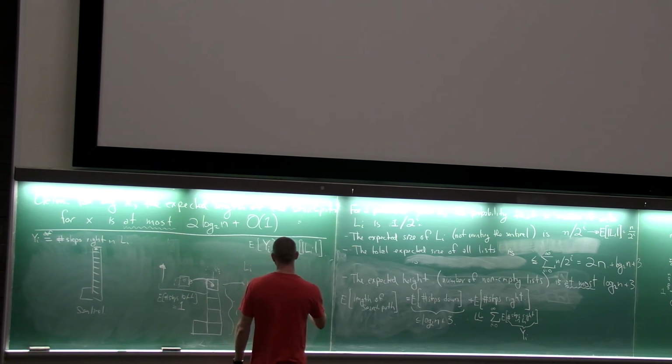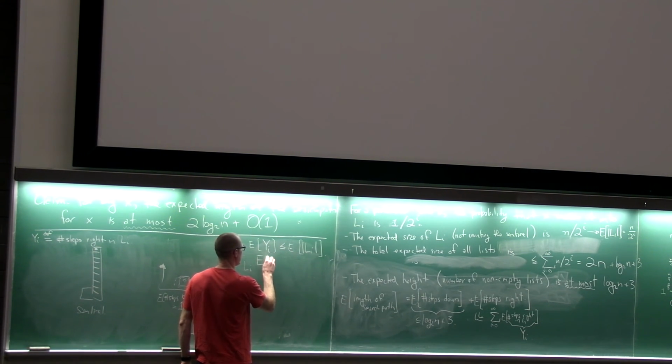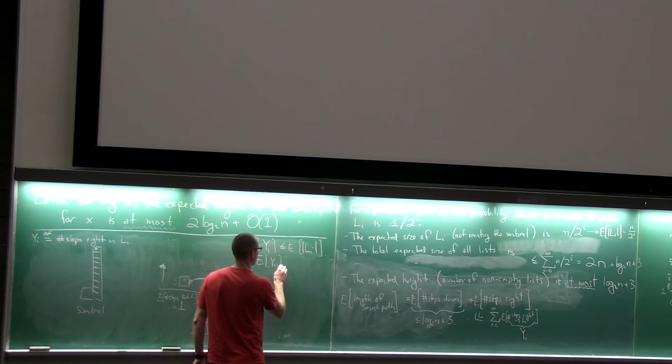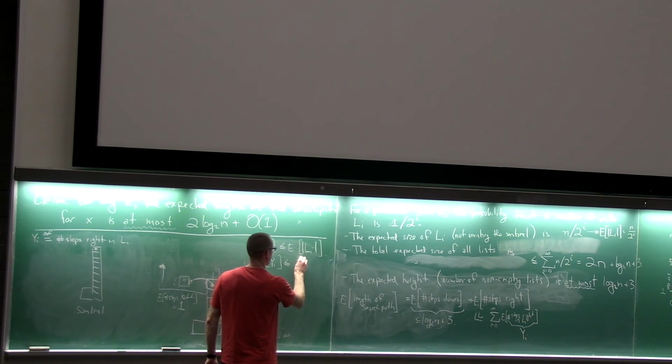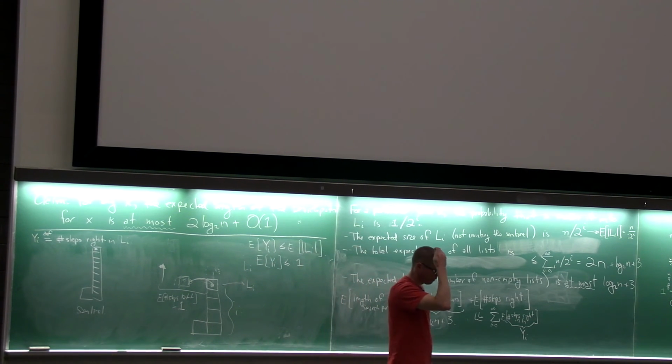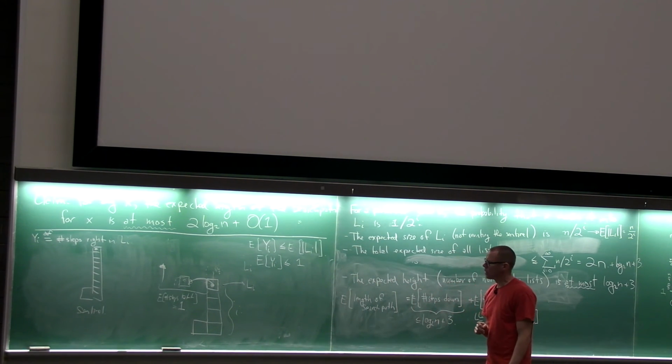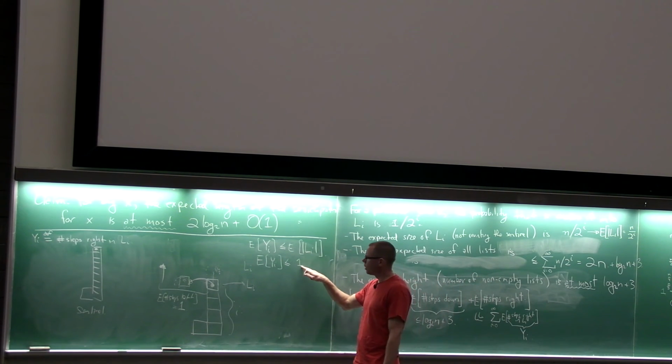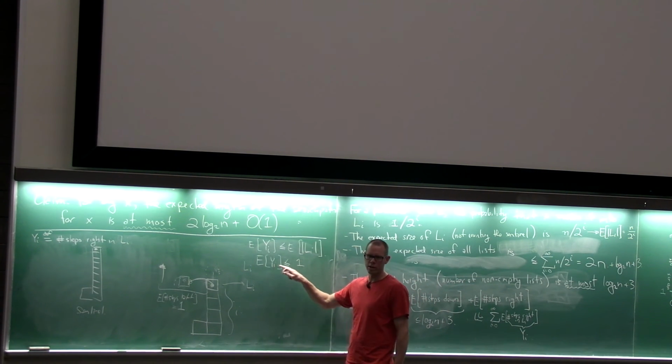So indeed, we do get this inequality that we want, which is that the expected value of yi is less than or equal to 1. It's not true that yi is always less than or equal to 1, but on average it's less than or equal to 1.